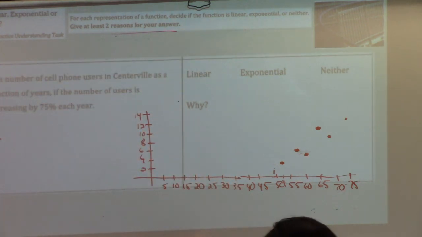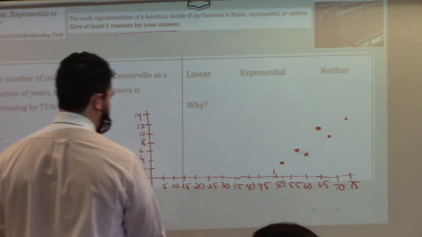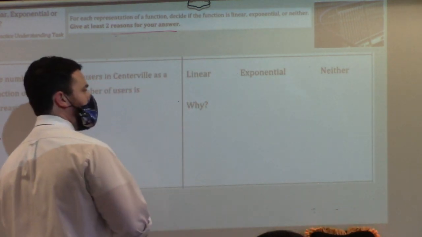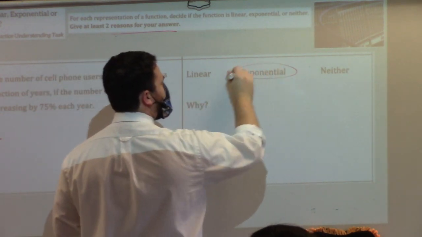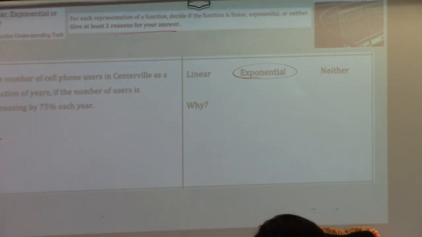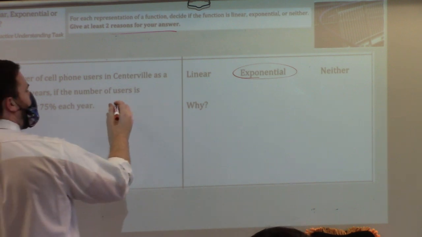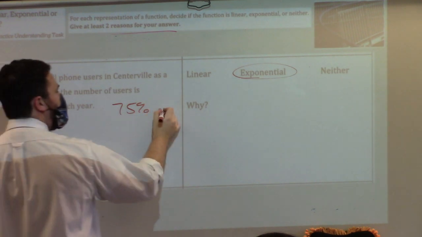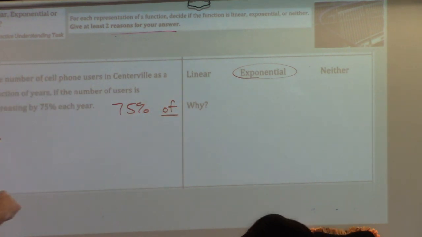Okay, number 10. Linear, exponential, or neither? Exponential? Why? Say again? Okay, why does percent of make you think that it's going to be exponential? How do you know? I don't see it tell you to do that. Okay, so we're dealing with percent of something, right? That does tell you to multiply. What are you multiplying by each time?